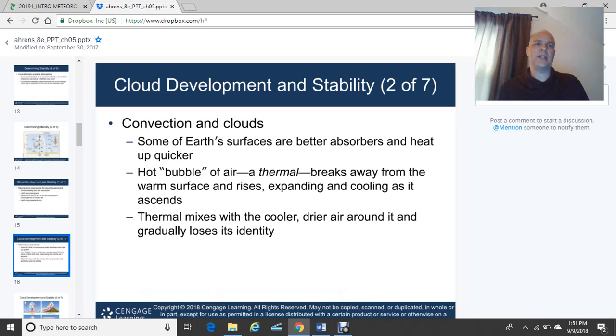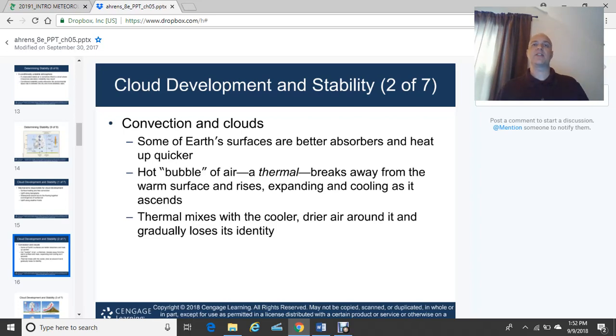Convection is simply the process where we have rising air motion, vertical air currents in the atmosphere from a heated surface below, colder air aloft, results in rising air. And keep in mind that some of Earth's surfaces are better absorbers and heat up quicker compared to other surfaces. Okay? The hot bubble of air is known as a thermal. This breaks away from the warm surface and rises, expanding and cooling as it ascends.